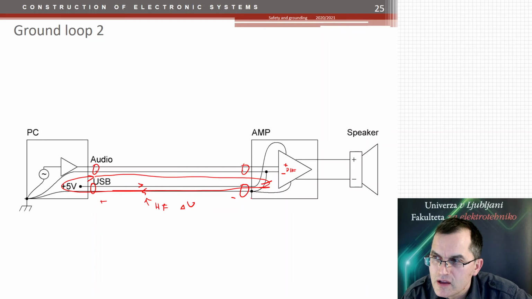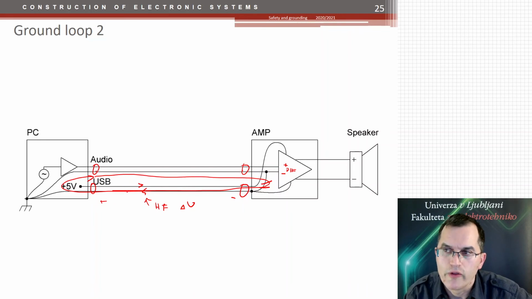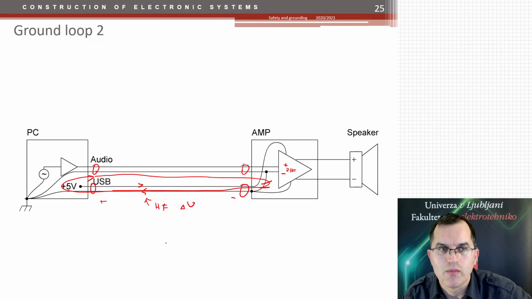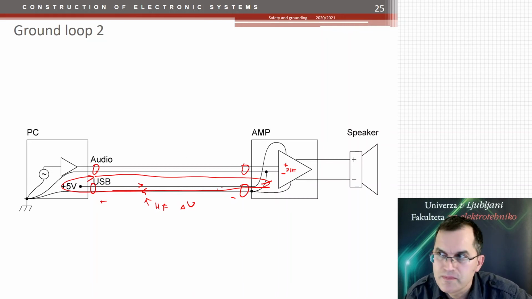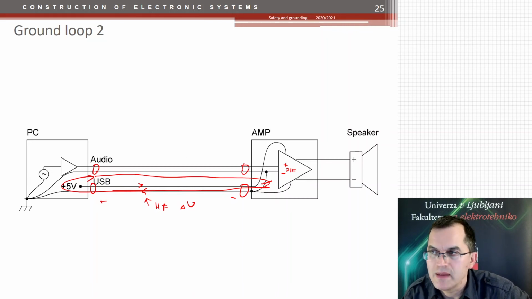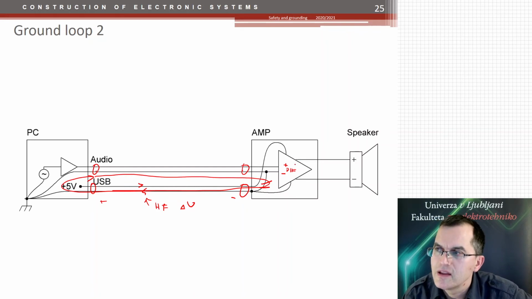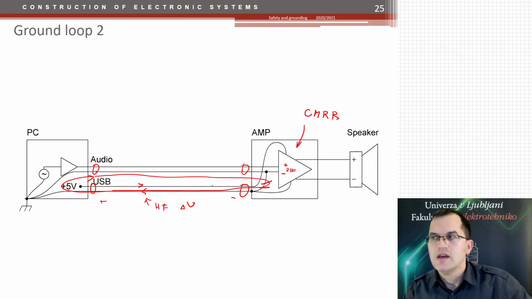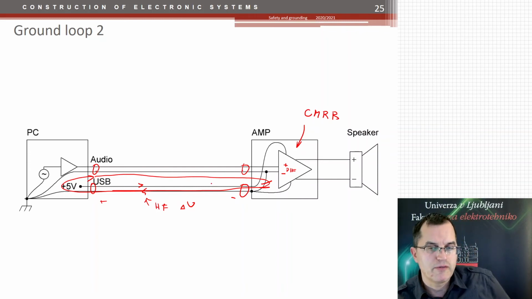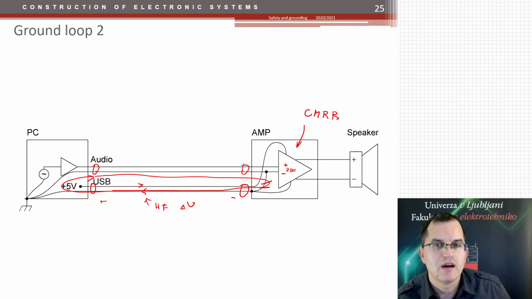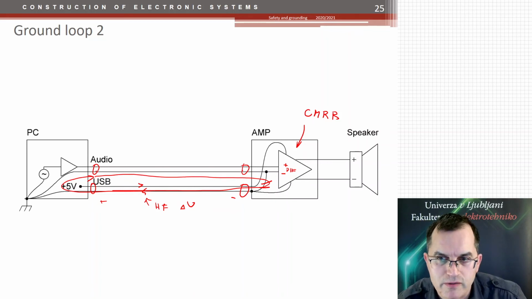Because of this voltage drop on the USB cable, you have also some common mode signal on this audio cable as well. And that should be minimized by a good differential amplifier here that would have a high so-called common mode rejection ratio. So the manufacturers of such devices usually know that, and they design the devices in the sense that they are not prone to these problems of ground loops.